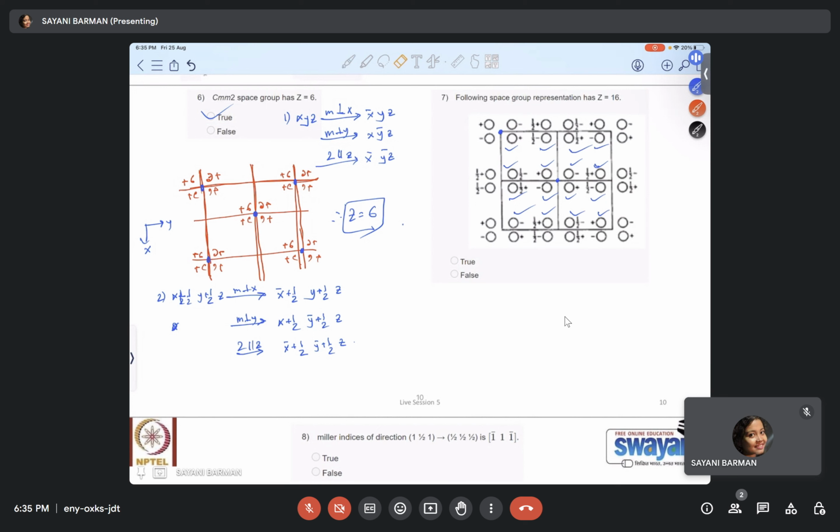Okay, let me do it again. See, for C centering also you can see 1, 2, 3, 4. Right. Now for the primitive one, you can say 1, 2, 3, 4. See, these are all different, right? 5, 6, 7, 8, 9, 10, 11, 12.